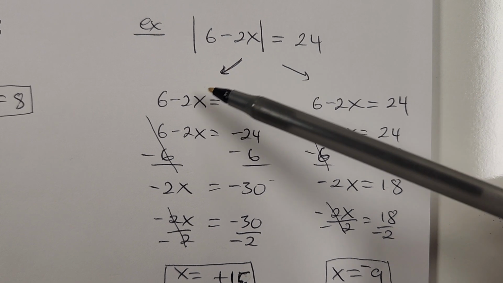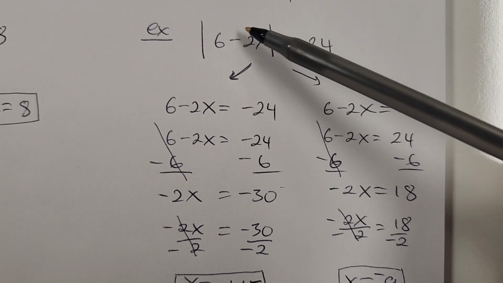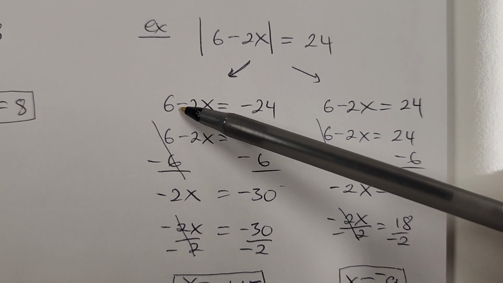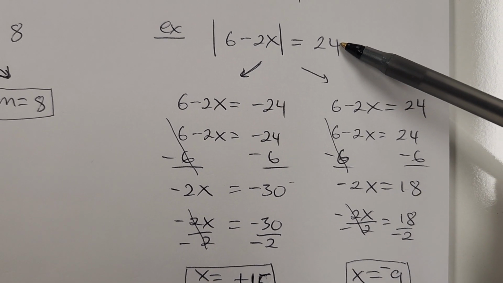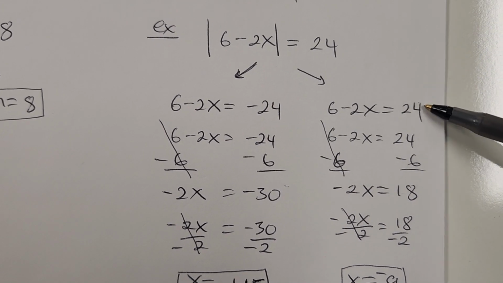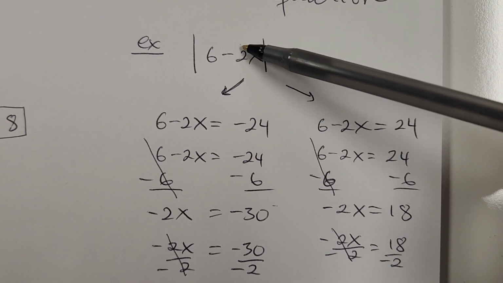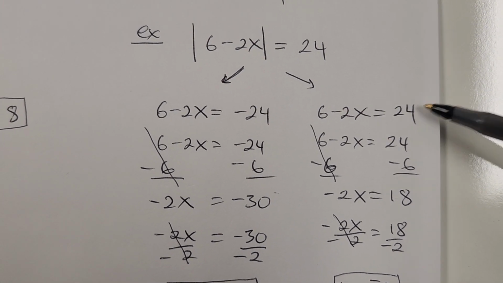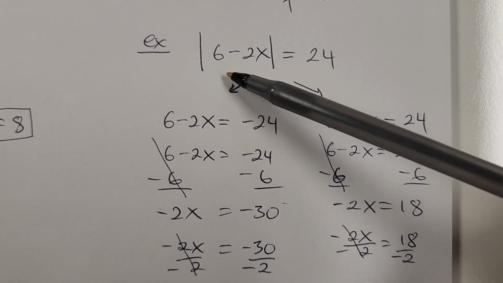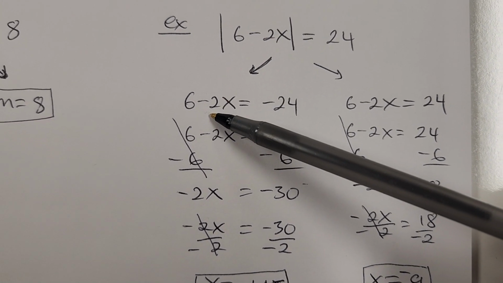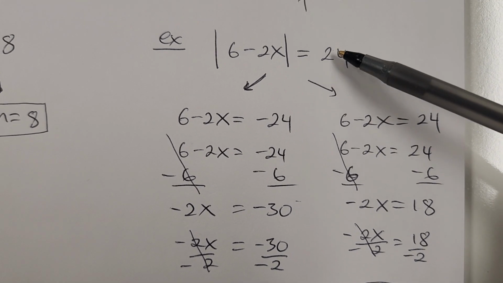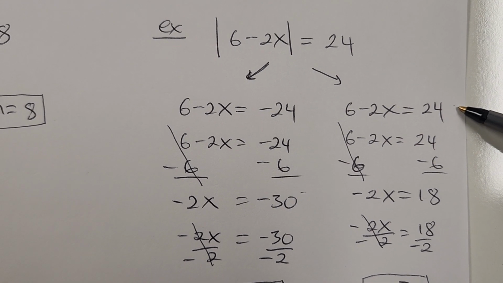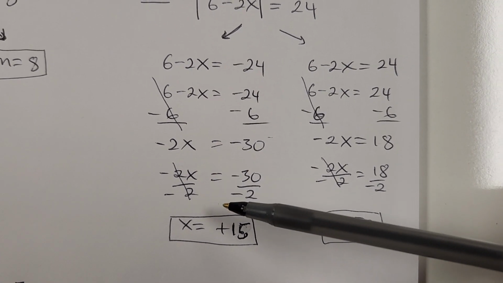Okay, so one more time. On the left side, everything in this absolute value stays 6 minus 2x, and then the -24. On the right side, same thing. Everything stays the same, 6 minus 2x, but the 24 stays positive. So rewrite whatever's inside here on the left, also on the right, but the 24 has to be minus on the left. On the right, 24 is positive. Okay, and then just solve.